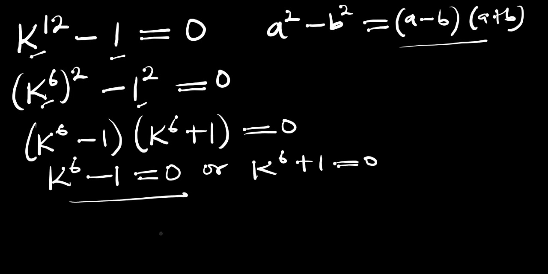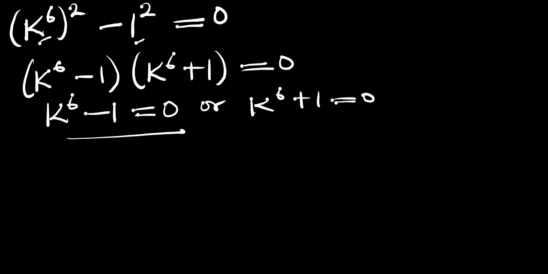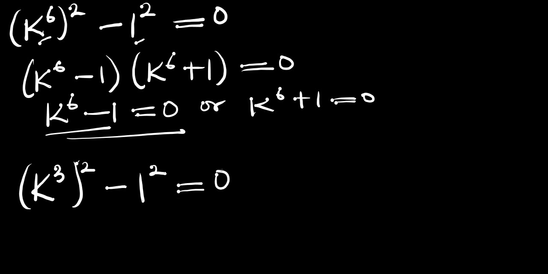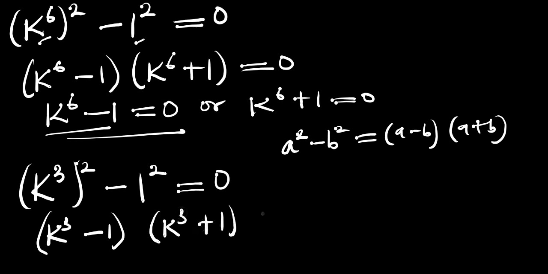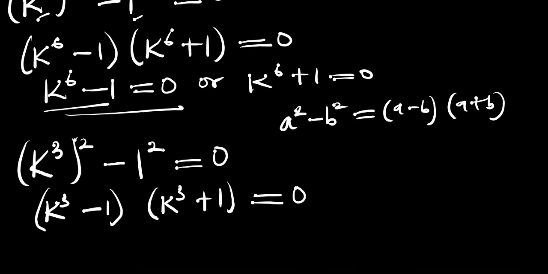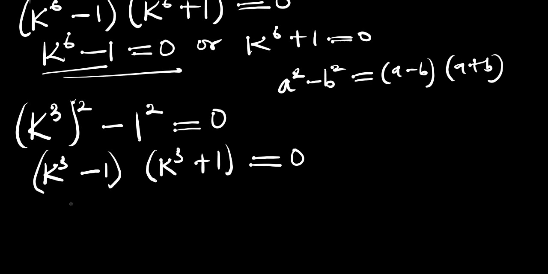Now, let's consider k^6 minus 1 equals 0. How do we solve for k here? We can rewrite this as (k^3)^2 minus 1^2 equals 0. We make use of the difference of two squares again. Remember, a^2 minus b^2 equals (a minus b)(a plus b). So we are going to have (k^3 minus 1)(k^3 plus 1) equals 0. So we proceed. Now let's consider the first one here, k^3 minus 1 equals 0.